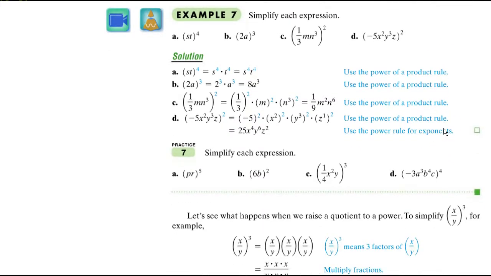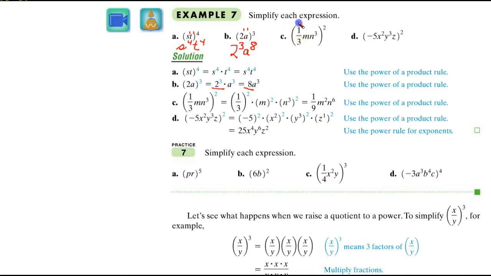Here we have s to the 4th, t to the 4th. Remember, there's a 1 by each of those. There's a 1 there. So we're going to get 2 to the 3rd, a to the 3rd. And it looks like they want you to expand that 2 to the 3rd to 8.